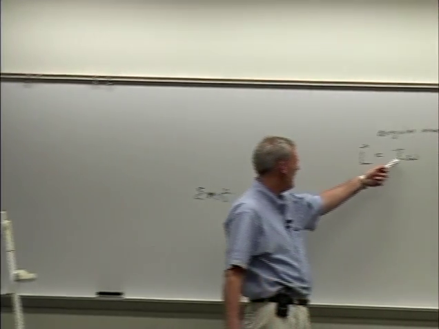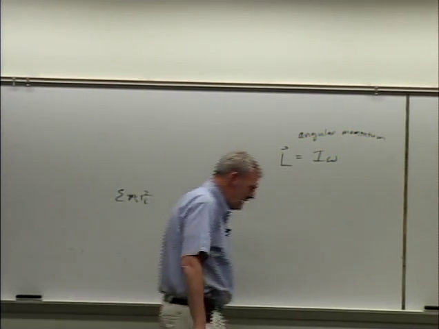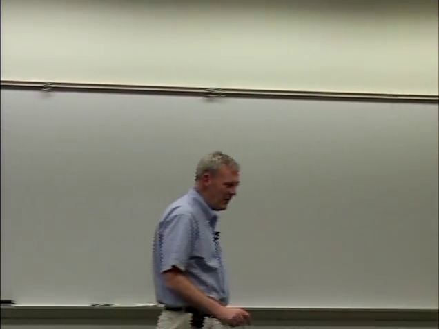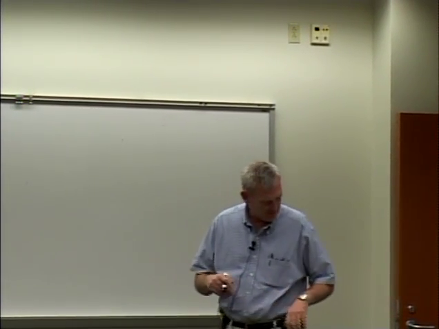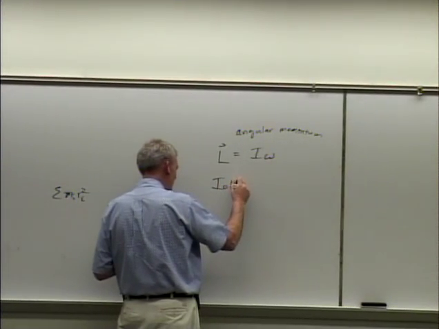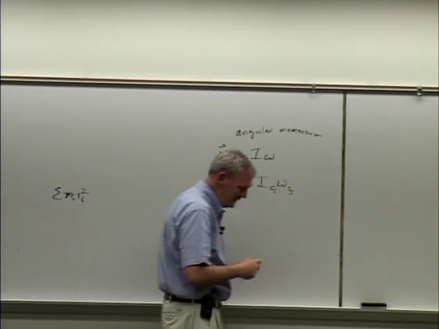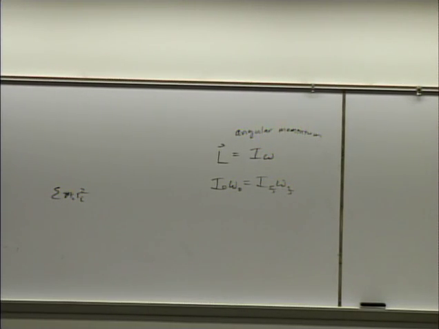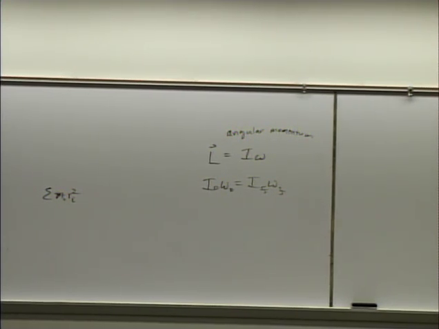Then we got I times omega, and angular momentum will be conserved as long as there's no other outside torques or forces pulling on it. When it's conserved, the I originally times the omega originally equals the I final times omega final. The classic thing we always use is the figure skaters.